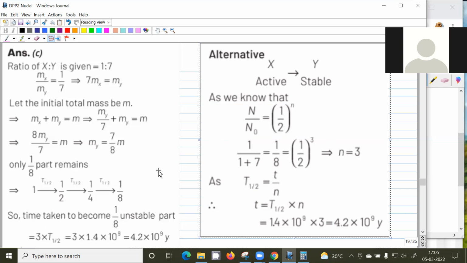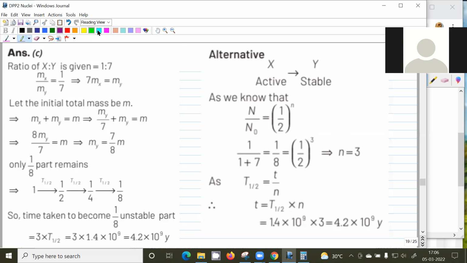This shortcut method, I can't understand. So what have they written? N by... so forget it. So this is clear, no? Yes, sir. How did they take n as 3, sir? What have they done? No, the n by n naught. Okay, forget this one. This is clear for me.